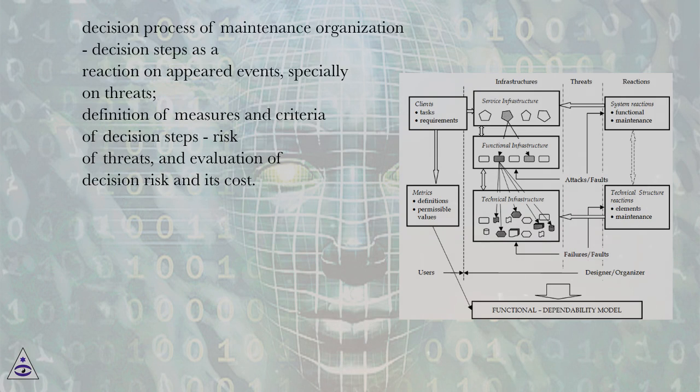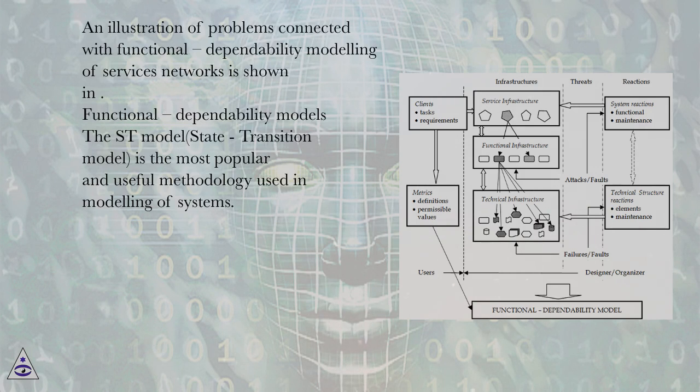Decision process of maintenance organization, decision steps as a reaction on appeared events, especially on threats. Definition of measures and criteria of decision steps, risk of threats, and evaluation of decision risk and its cost. An illustration of problems connected with functional, dependability modeling of service networks is shown in Functional, Dependability Models.